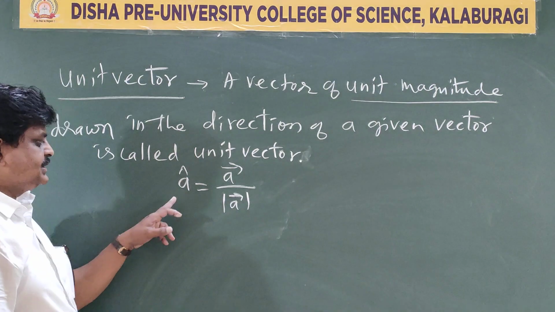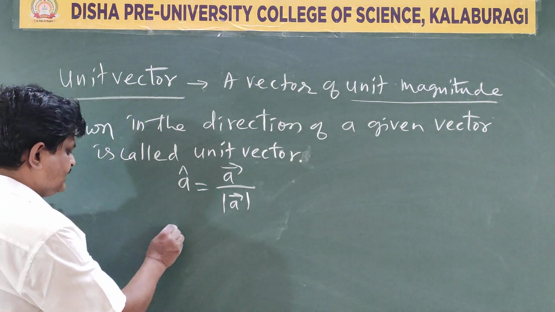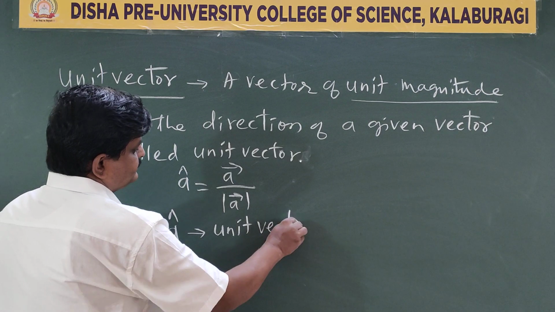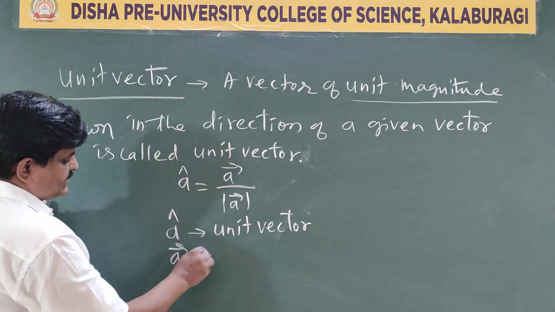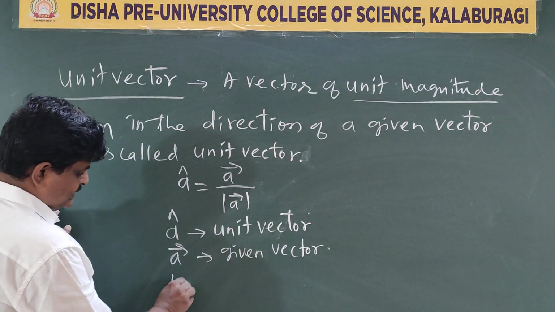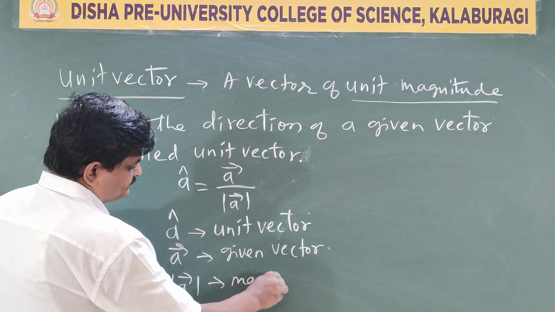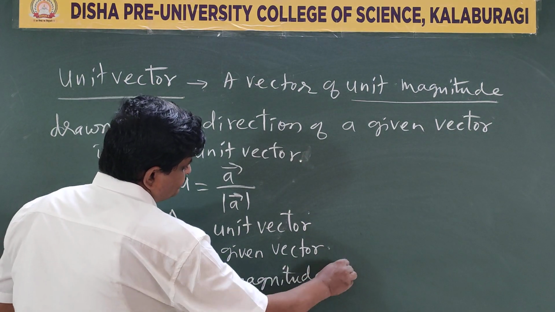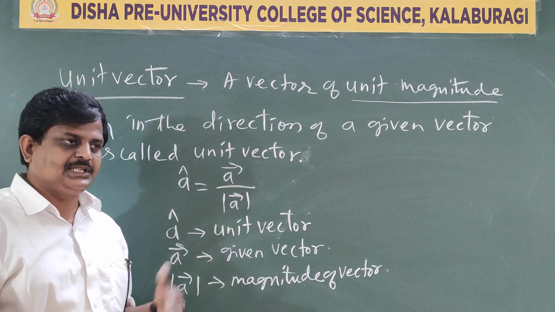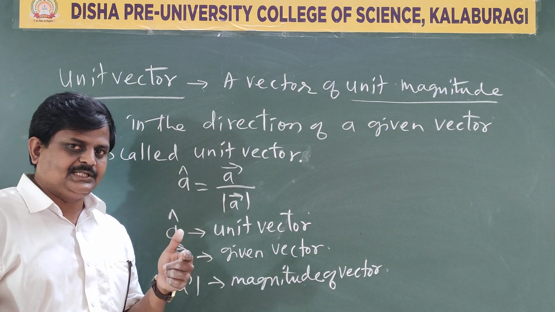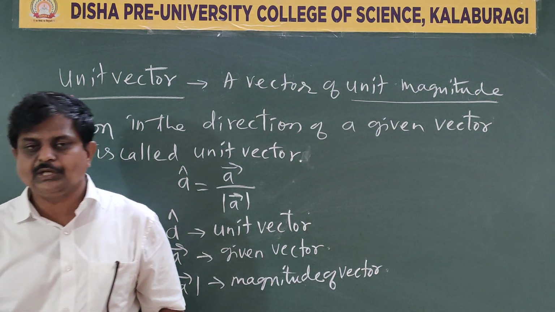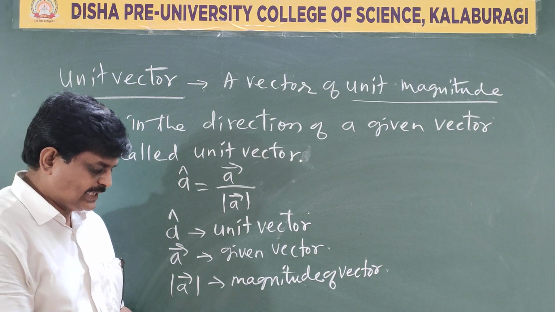So how to write the unit vector? Please, a cap, we have to read this as a cap or a hat. This is the unit vector. And here this is a given vector, and this is the magnitude of the vector. Now we have a very simplified version to represent the direction in space by what term, please? i, j and k. i is a unit vector representing its direction along the x-axis, j along the y-axis, and k along what? The z-axis.